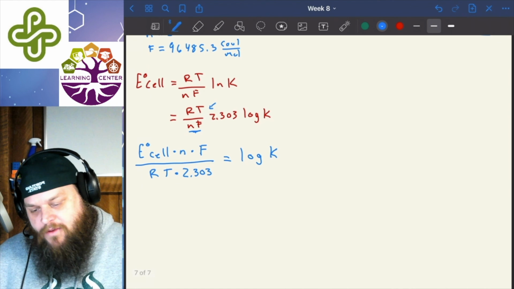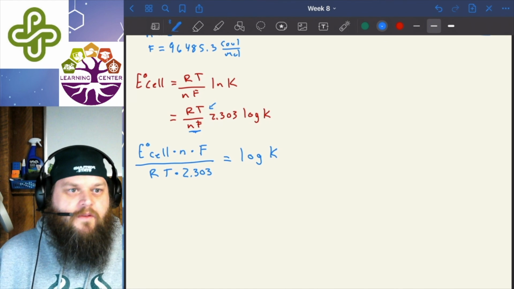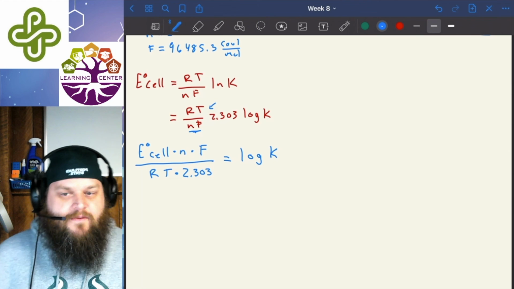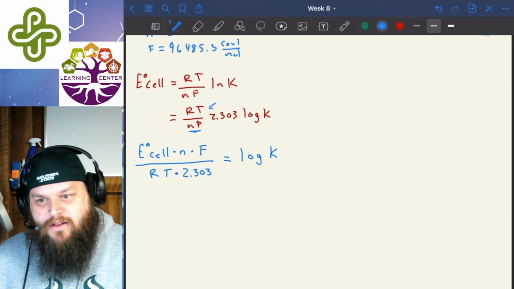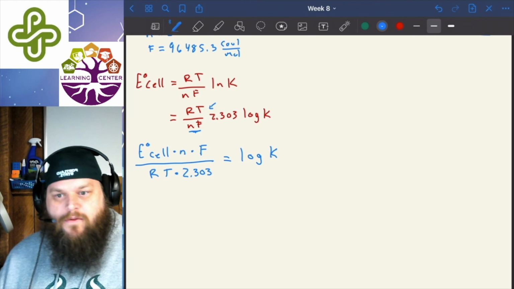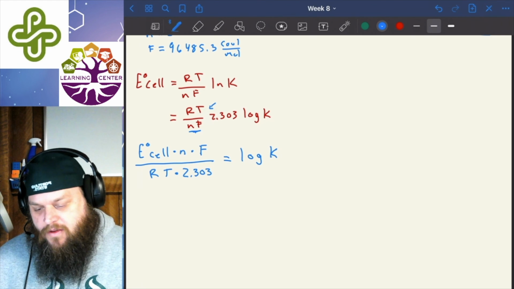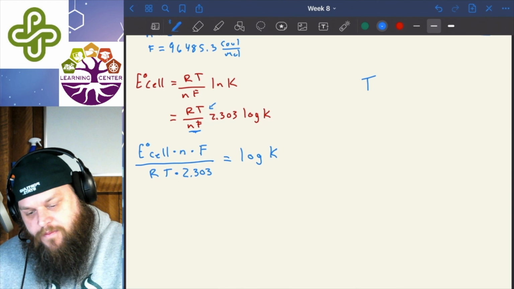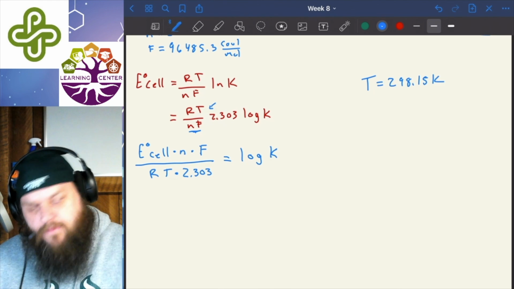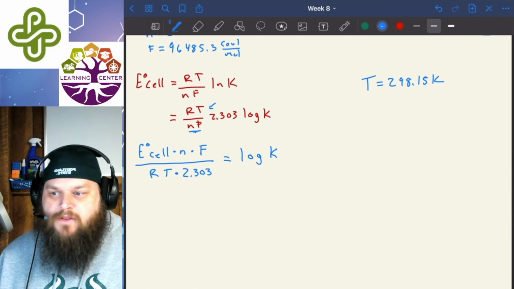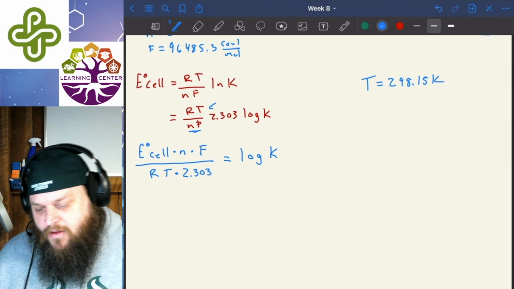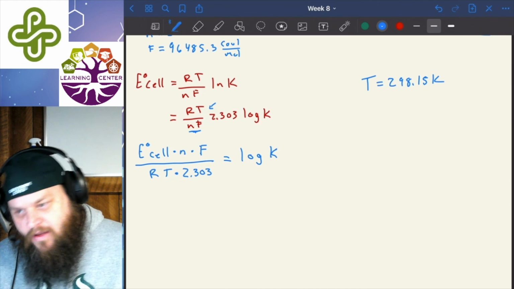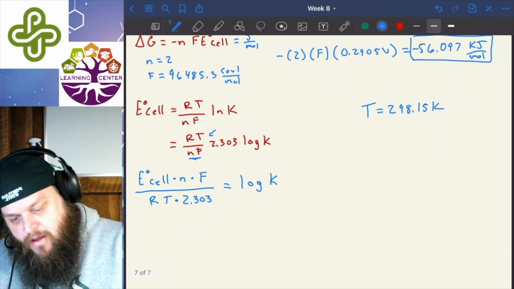So we have values for all of these. We know n is equal to 2. We know the Faraday constant is equal to 96,485.3. We know our gas constant is 8.3146 joules per mole per Kelvin. And the temperature we said was 298.15 Kelvin. So we should be able to solve. We've got all the values we need, we just have to plug them in. I'm going to write it all out in a big long thing.